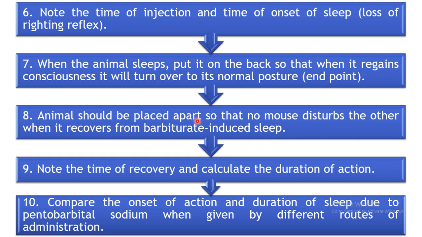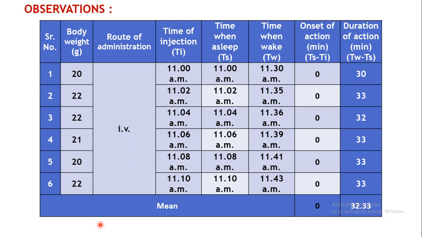Now you need to note the time of recovery and calculate the duration of action, and compare the onset of action and duration of sleep due to administration of this pentobarbital sodium when it is given by 3 different routes, that is IP, IV and oral. Now from this we can tabulate the results in the following manner.